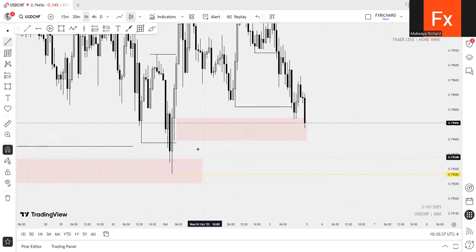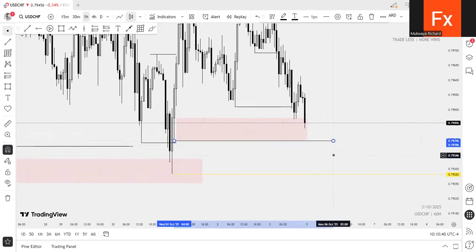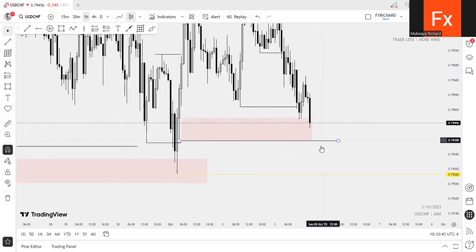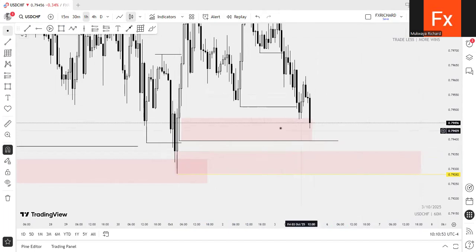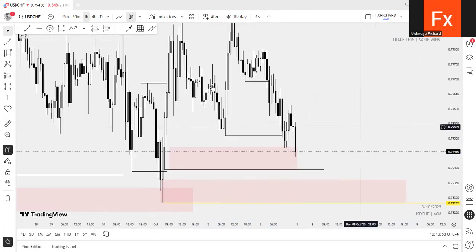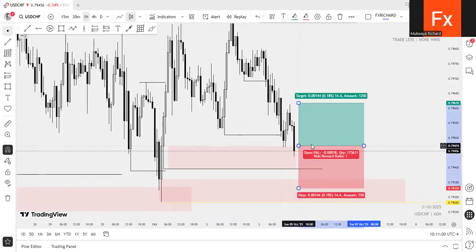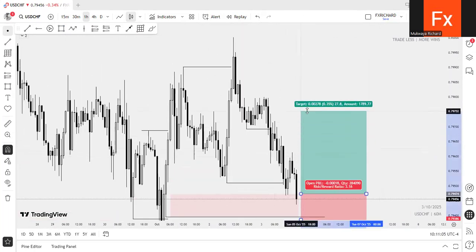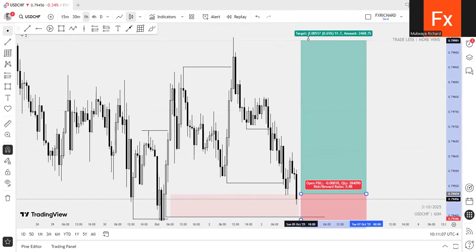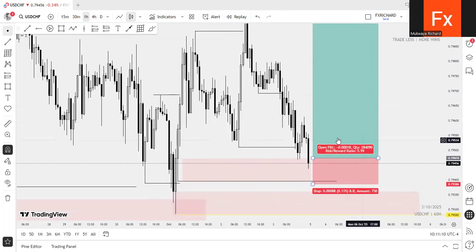But for me, I would prefer putting my stop loss below here. So if they take me out from here, then I will automatically enter from this buy zone. But for me, my first entry is at this zone. So if you enter from here, it means you put your stop loss below here. And then you finalize your take profit. Either you can go 1 to 3 or you can put your take profit up there. That is it. 8 pips.